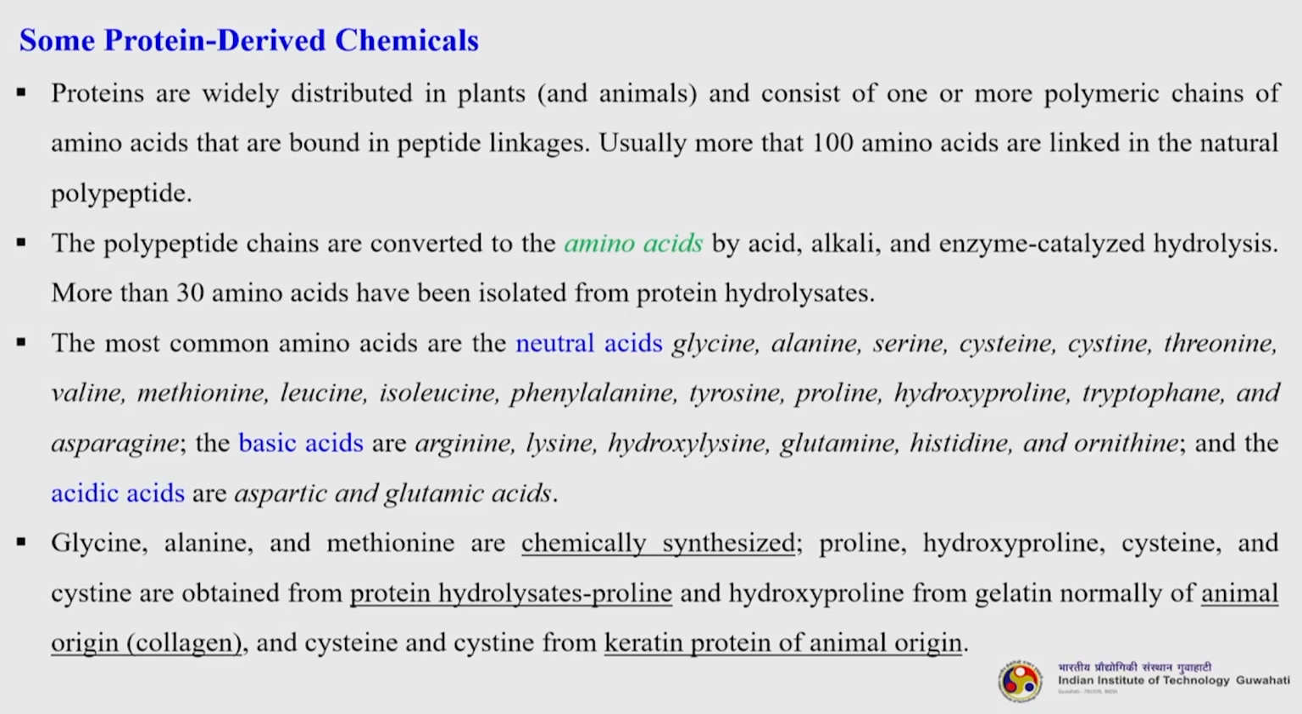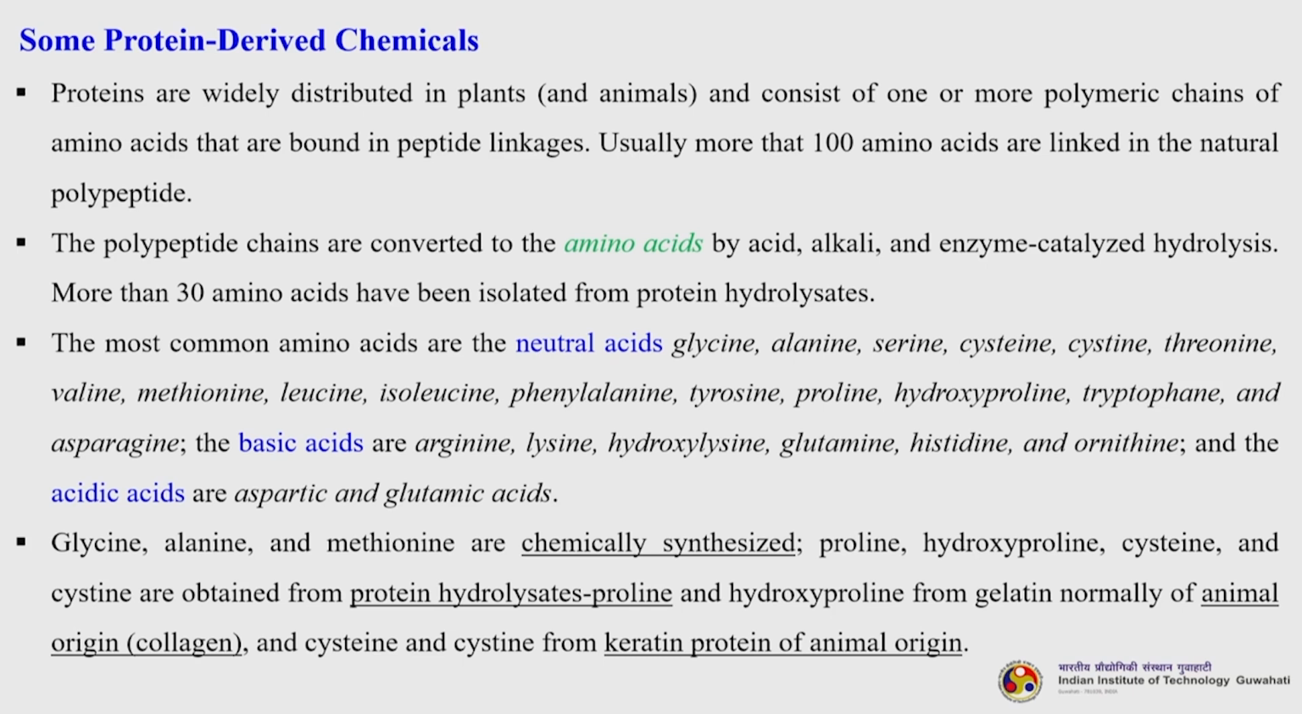Proteins are widely distributed in plants and animals and consist of one or more polymeric chains of amino acids that are bound by peptide linkages. Usually, more than 100 amino acids are linked in the natural polypeptide. The polypeptide chains are converted to the amino acids by acid, alkali and enzyme catalyzed hydrolysis. More than 30 amino acids have been isolated from protein hydrolysates.